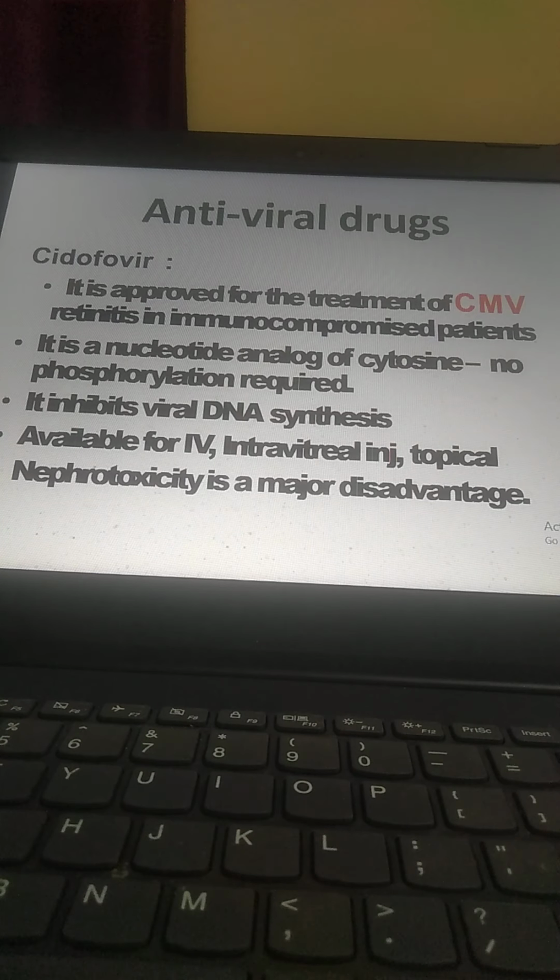Then we have cidofovir. It is also approved for the treatment of CMV retinitis in immunocompromised patients. It is a nucleotide analog of cytosine. No phosphorylation required, so in cidofovir there is no diphosphorylation or triphosphorylation. It inhibits viral DNA synthesis. It is given IV and as an intravitreal injection. Nephrotoxicity is a major disadvantage of cidofovir.